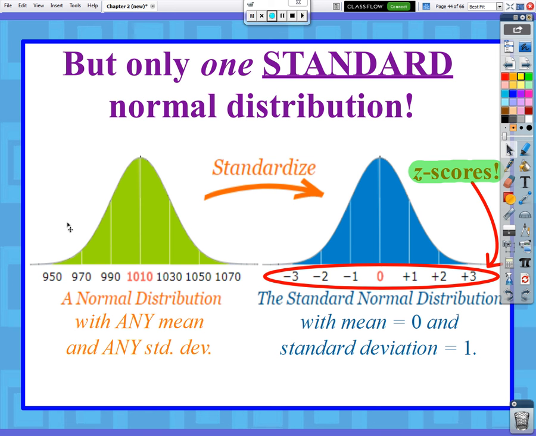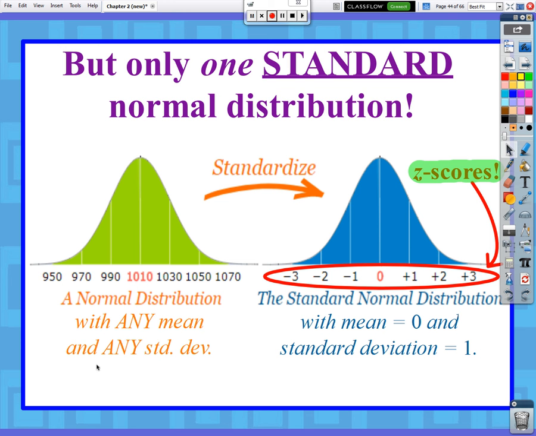So I could have a normal distribution that has a mean of 1,010 and a standard deviation of 20. And so this could be some sort of context, like maybe SAT scores or whatever the case may be, whatever these values represent. But we did an example in a previous video where we tried to compare my SAT score to my ACT score. And we said that was like comparing apples to oranges, and we couldn't do it. So we had to standardize our scores and turn them into z-scores.